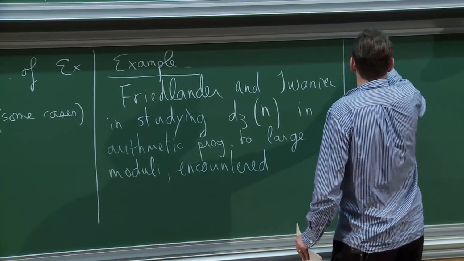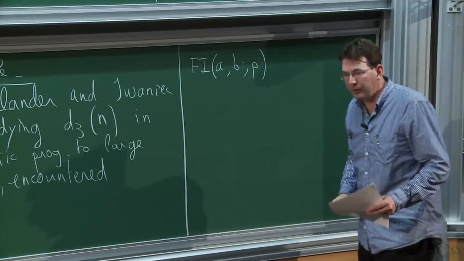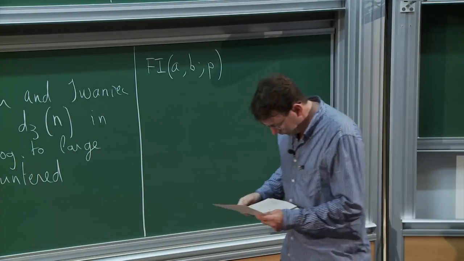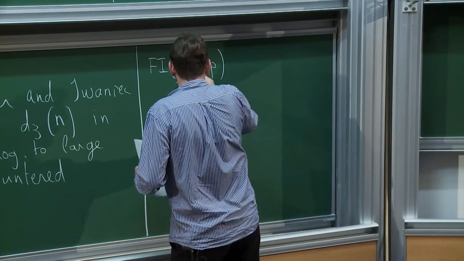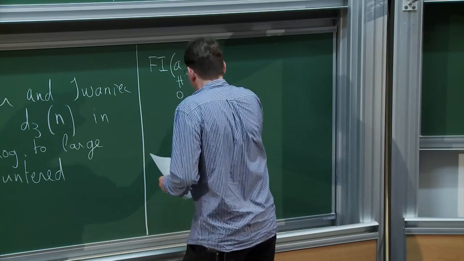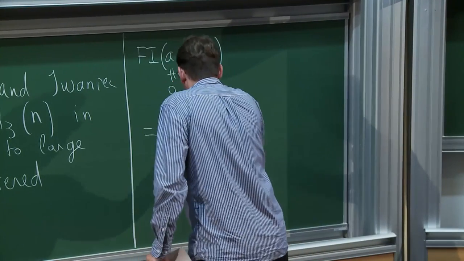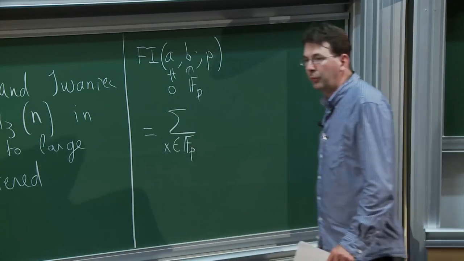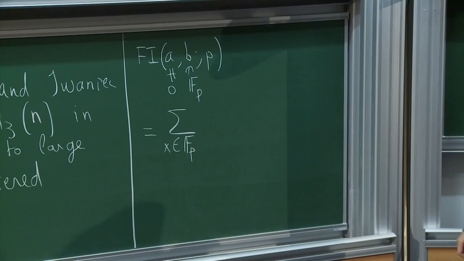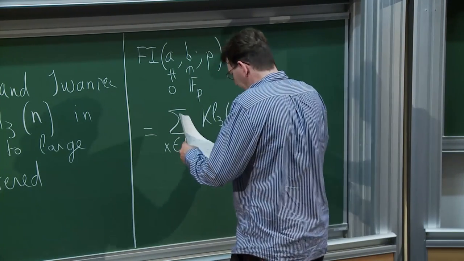I will call it Fi. Actually, the way they write it is a bit different. I will write it with two parameters, A and B. So A is non-zero mod p, and B is anything in Fp. It's not exactly the way they state it, but that's the way it comes up in the proof, so that's the natural way of writing it. That's the way that Terry wrote it last time.